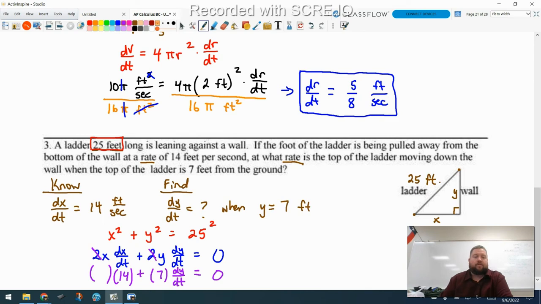Okay, so we know the ladder is 25 feet long. And if y is equal to 7, I should be able to find this other side. I know two sides of a right triangle, so I can use the Pythagorean theorem to solve for the third side. This is one you should actually know.